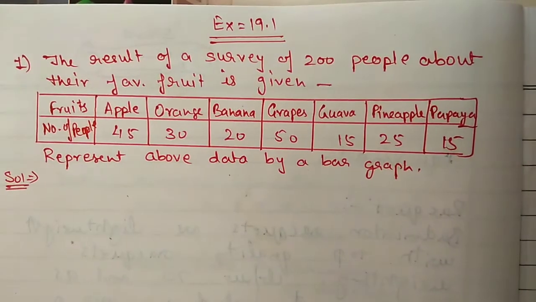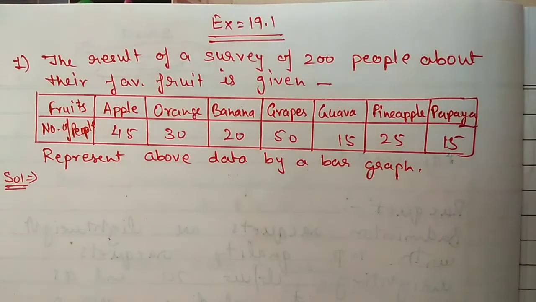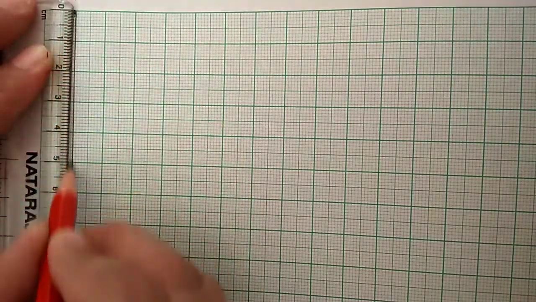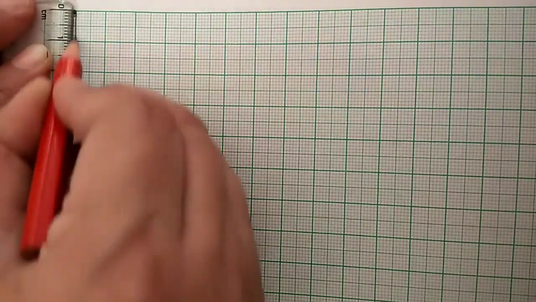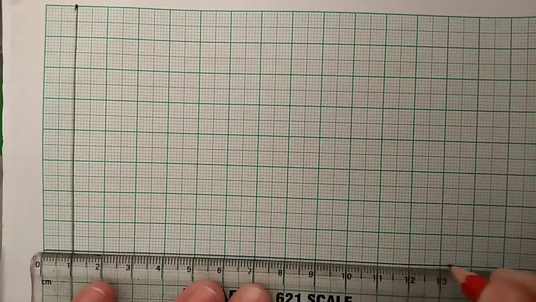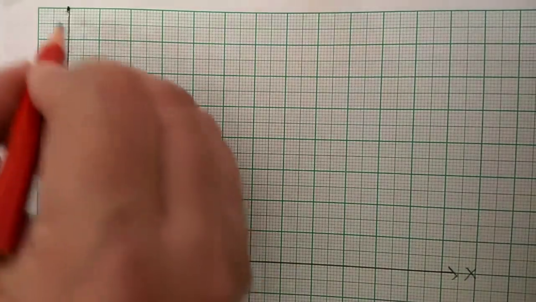For this you need graph paper. So you have to take a graph sheet like this. Take this type of graph sheet, and then we have to draw on it. So first of all you have to draw two lines, one horizontal and one vertical. So draw one line and another horizontal line. This horizontal line we will call the x-axis, and this vertical line we will call the y-axis.